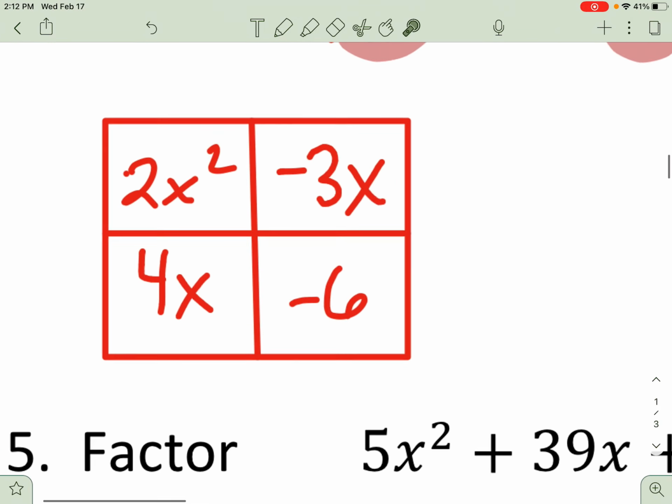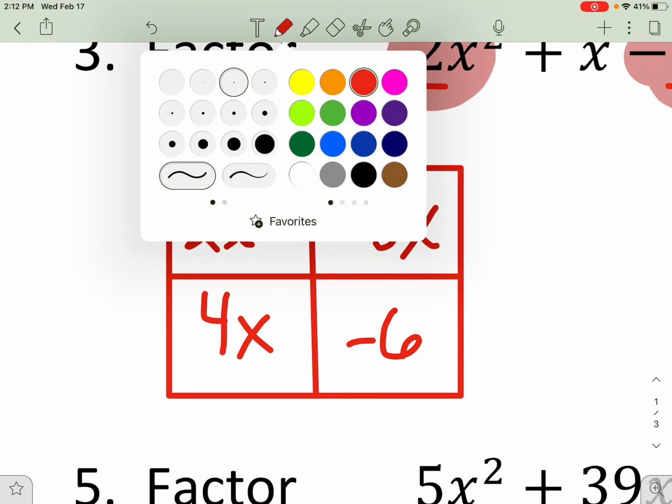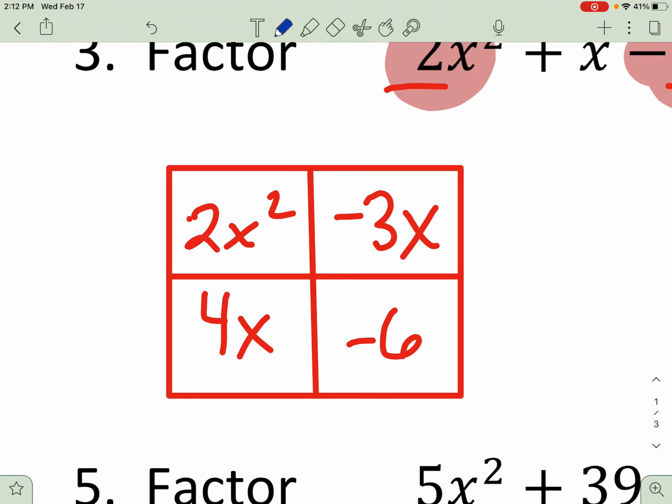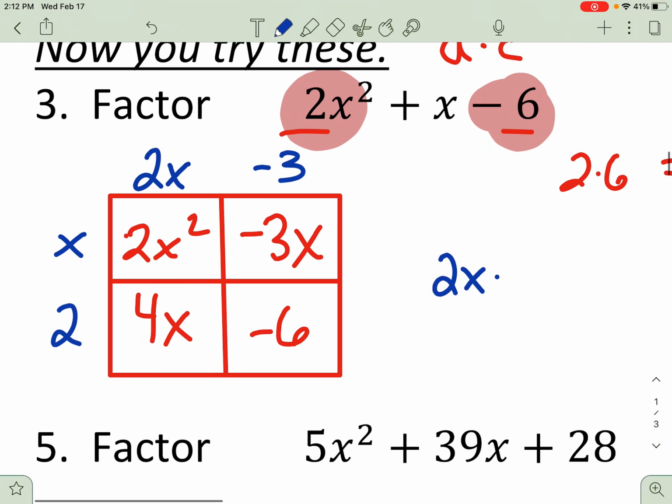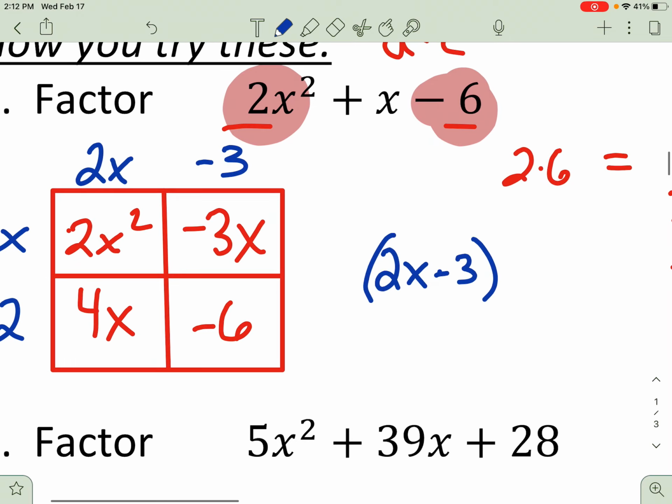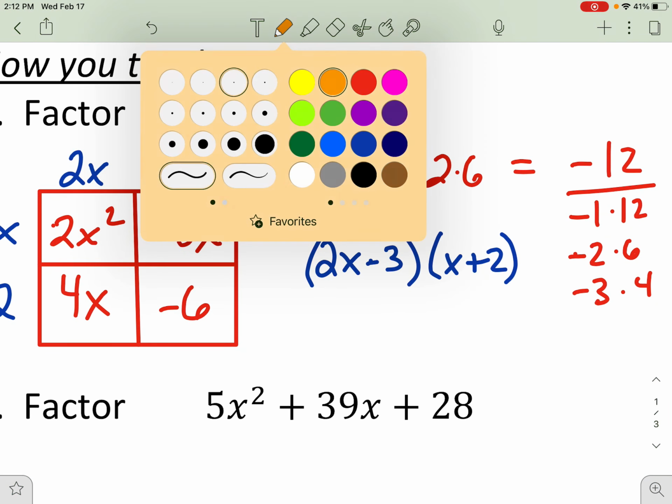Okay, so now at this point, once you have the table filled out to find your factors, you're just going to factor out the GCF. Okay, so 2x squared and 4x have a 2x in common. The negative 3x and negative 6 have a negative 3 in common. Okay, the 2x squared and 3x have just x in common. And these ones have a positive 2. So my solution, or my factors here, are 2x minus 3 times x plus 2.